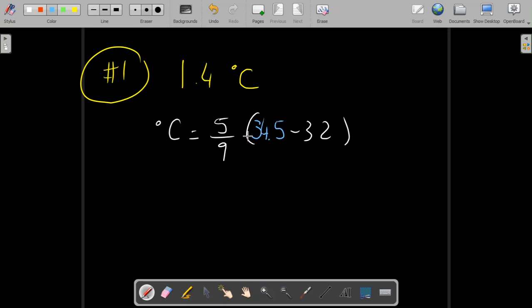And you're going to do this part first, the parentheses first, multiply by 5, divided by 9. And you're going to have to stop in the 10th position. So when you do that, the calculator gives you 1.4 degrees Celsius. You stopped in the 10th position. And that's how we solve this problem.